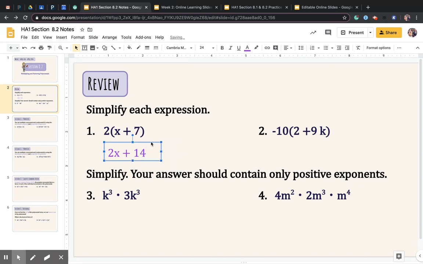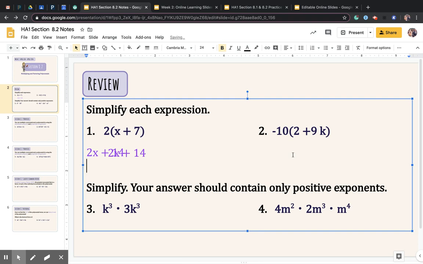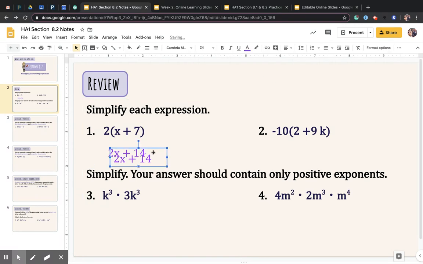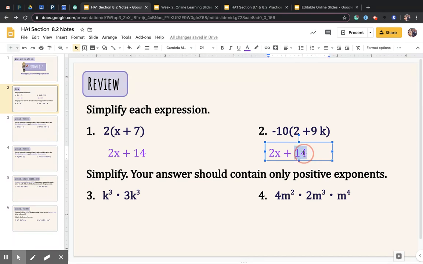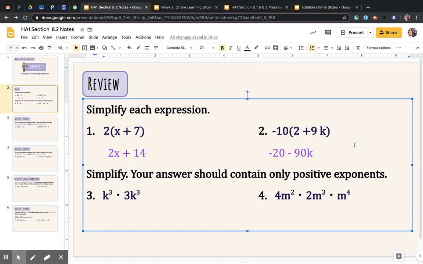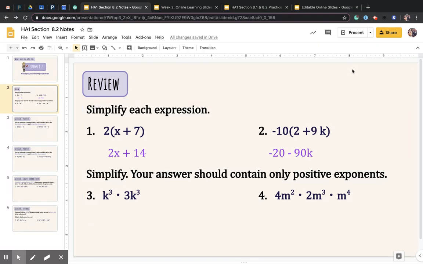I'm going to copy and paste this, so I can put my answer for number 2. For number 2, I have negative 10 times 2 plus 9k. Very similar, I'm going to distribute. So negative 10 times 2 gives us negative 20. Negative 10 times 9k gives us negative 90k. And notice in 1 and 2, we do not have any like terms, so that is our final answer.